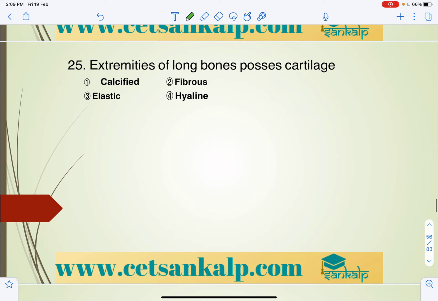Extremities of long bones possess cartilage. Extremities means at the ends of the long bone, we can see calcified cartilage. So that is the thing you have to keep in mind. And the next question.